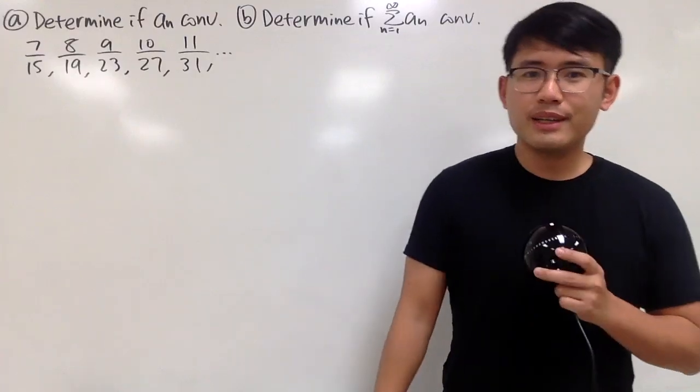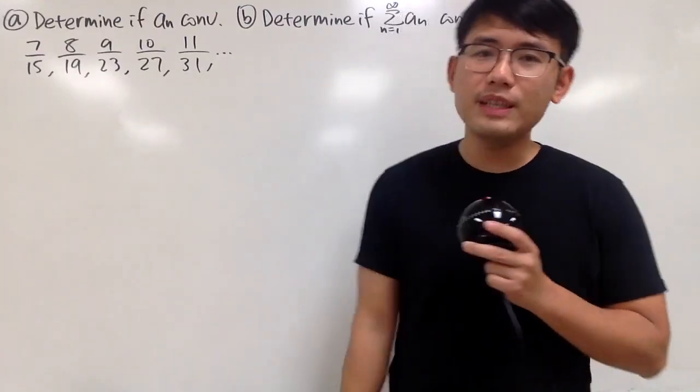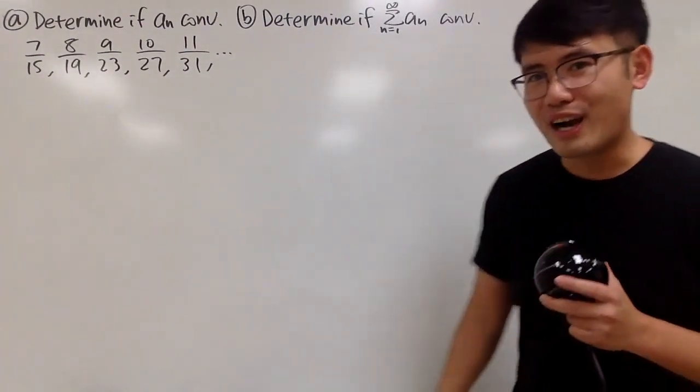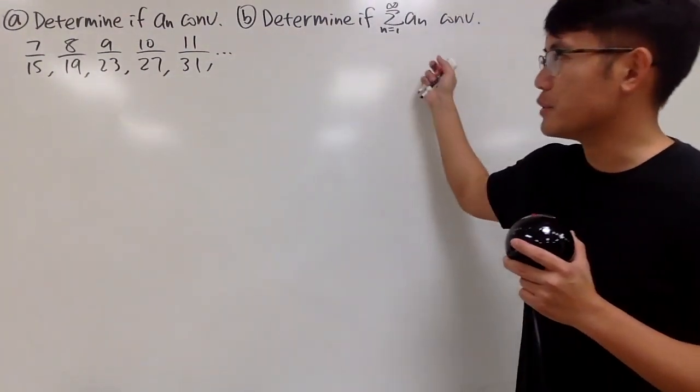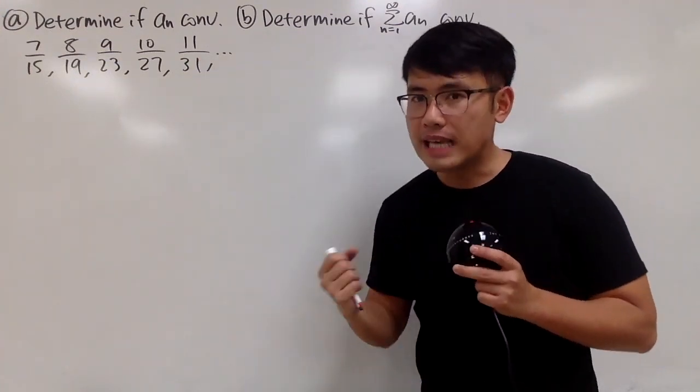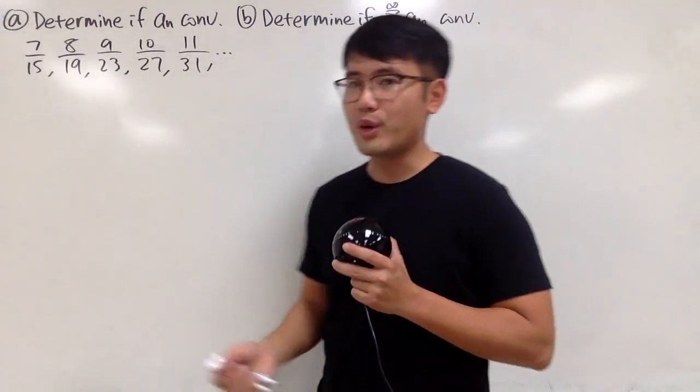Okay, here we have this sequence, and we'll see if this right here converges or not, and then we'll see if this series converges or not. And notice this is just a series. In other words, we will add up everybody from there. Anyway, let's come up with the explicit formula for this right here.